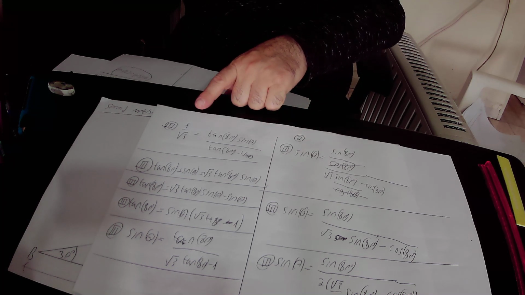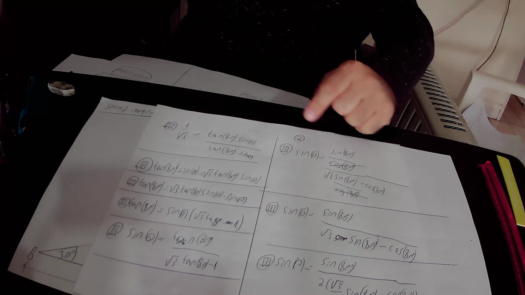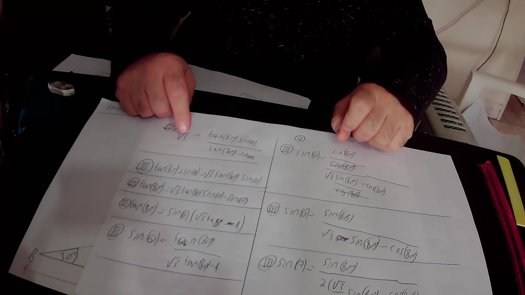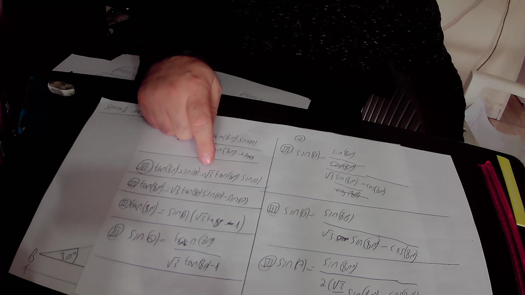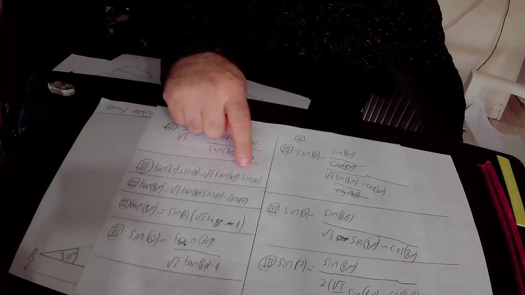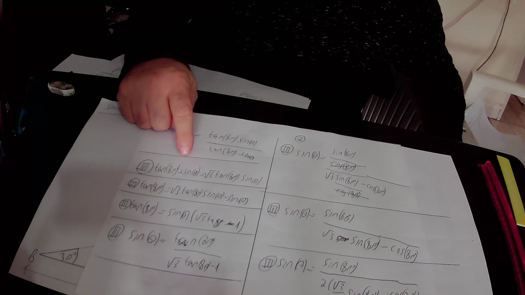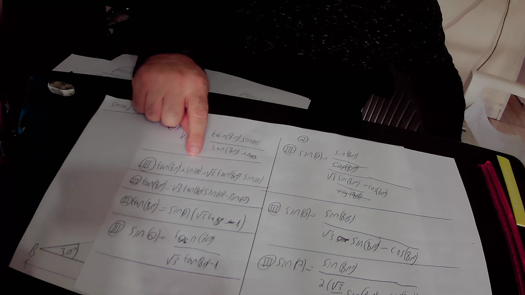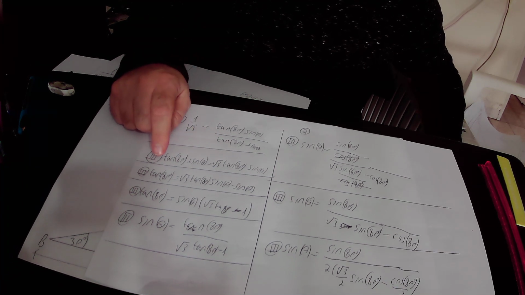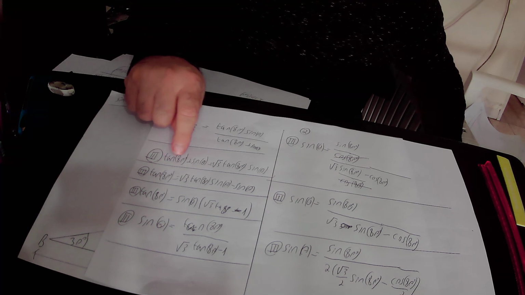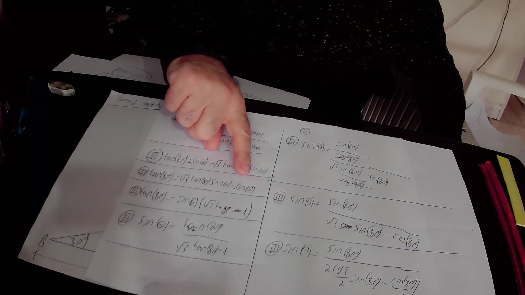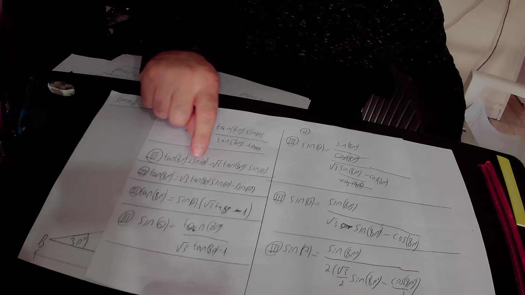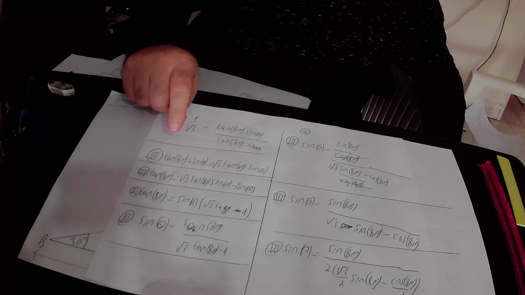Here we cross multiply equation number 3, and we found out that tangent 80 degrees plus sine theta equals square root of 3 times tangent 80 degrees times sine theta. Here we subtracted sine theta from this equation, and we found out that tangent 80 degrees equals square root of 3 times tangent 80 degrees times sine theta minus sine theta. Here we took sine theta as a common factor.